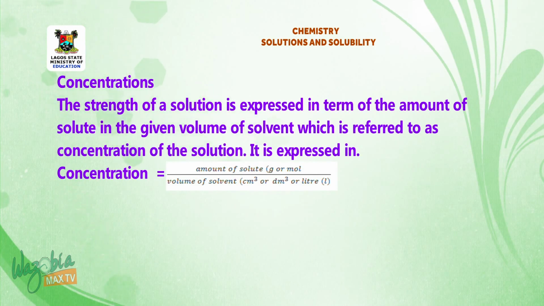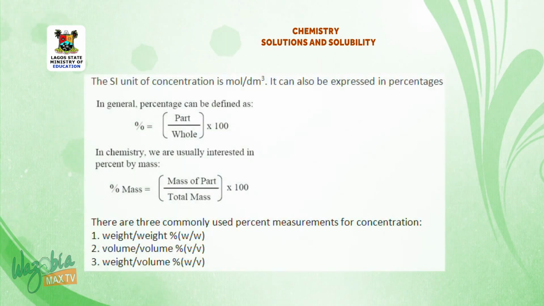Concentrations. The strength of a solution is expressed in terms of the amount of solute in a given volume of solvent, which is referred to as the concentration of the solution. It is expressed in grams per dm cube or moles per dm cube, or grams per liter or moles per liter. Concentration mathematically equals the amount of solute over the volume of solvent. The SI unit of concentration is moles per dm cube.